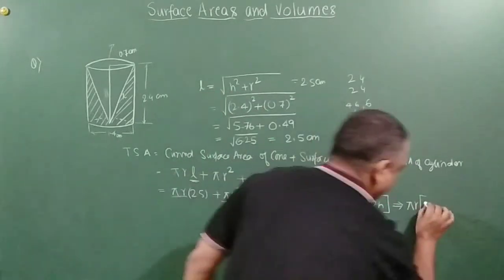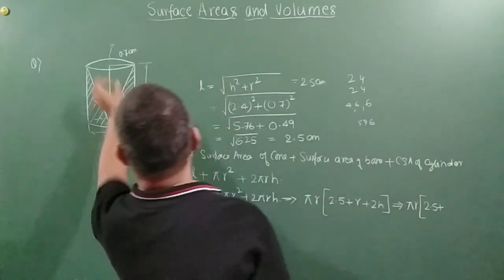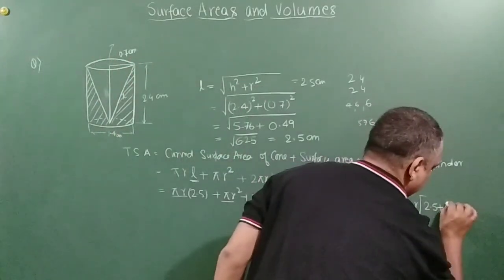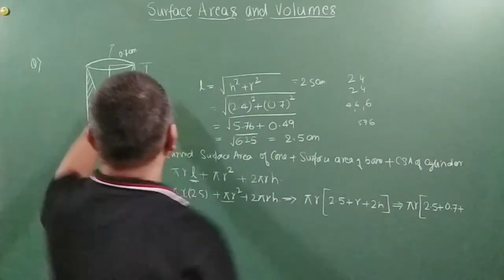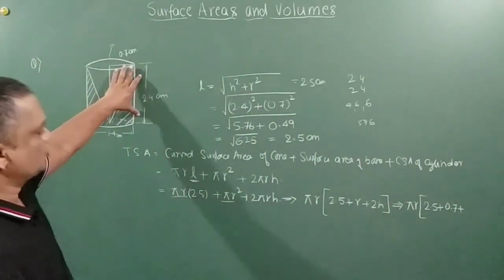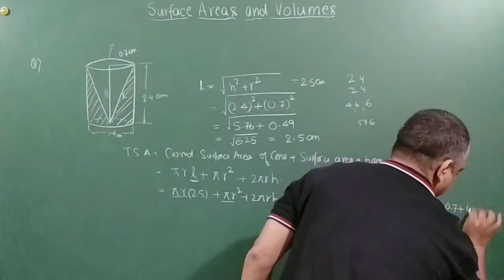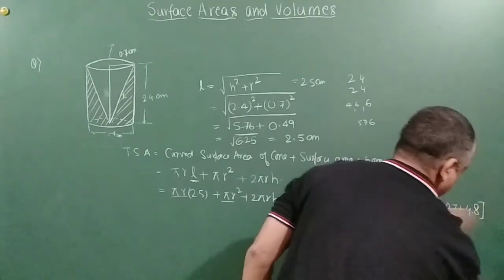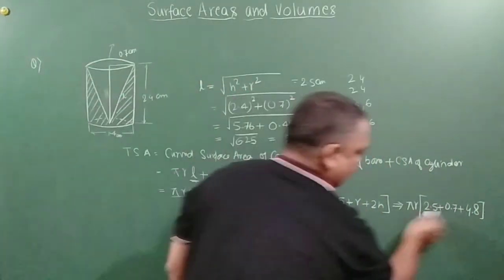So this can also be written as pi r into 2.5 plus, radius is how much, friends? 0.7, plus 2h. What is h? h is 2.4. So 2 into 2.4 will be how much? 4.8. Correct? Hope this has got covered. Okay, good. So we are left with this.